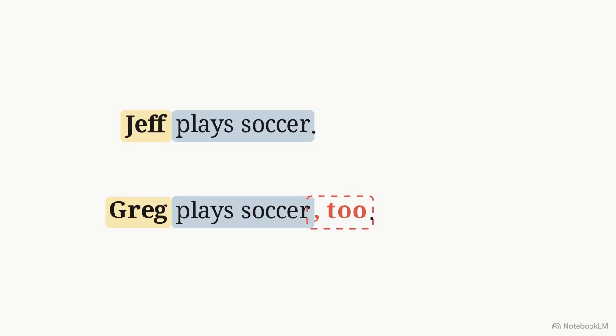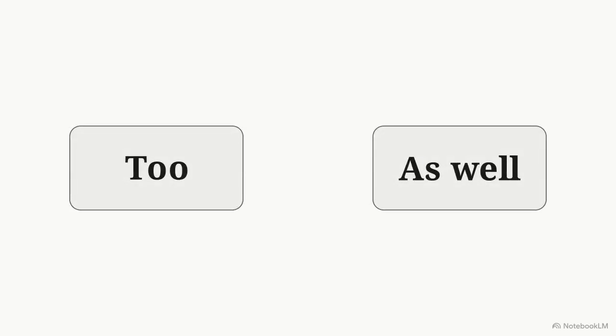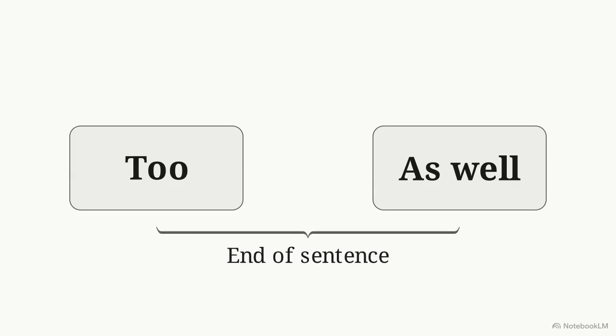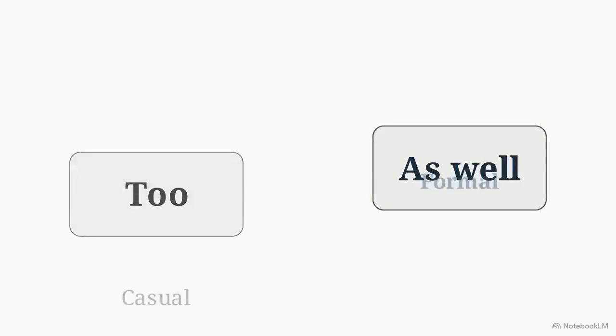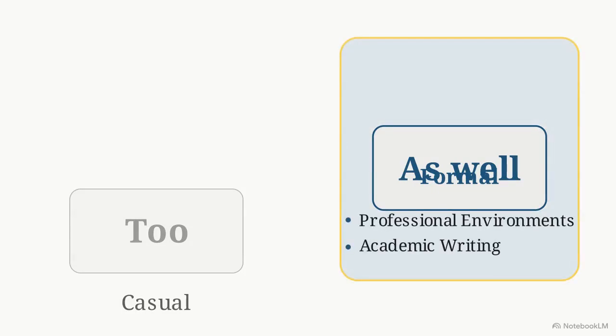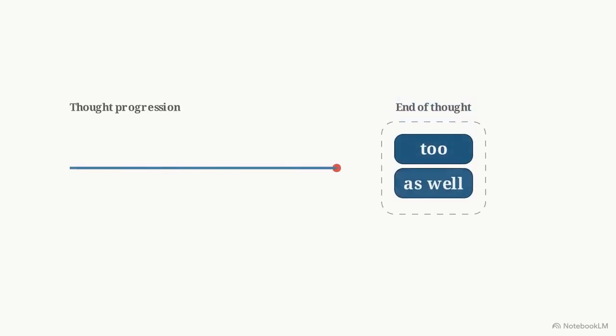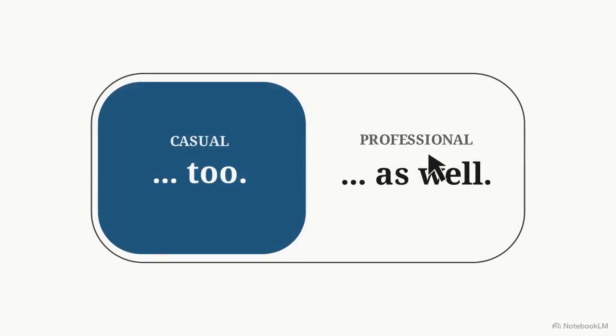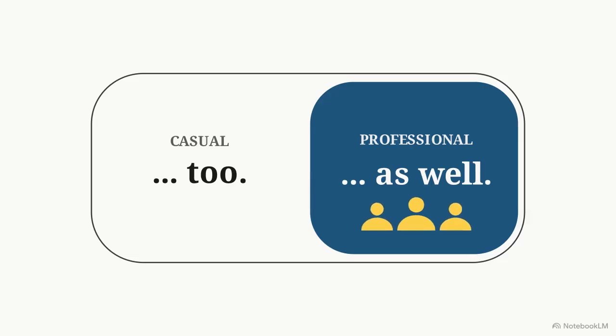If you want to use as well, the mechanics are identical. The word too is swapped out, and as well occupies the exact same slot. Greg plays soccer as well. This diagram shows the tonal distinction between the two. While they share the same physical placement, as well carries a higher level of formality, making it the required choice for professional environments or academic writing. Dropping these modifiers at the end of a thought is a highly efficient way to show agreement. You just have to actively select the tone that matches your current audience.